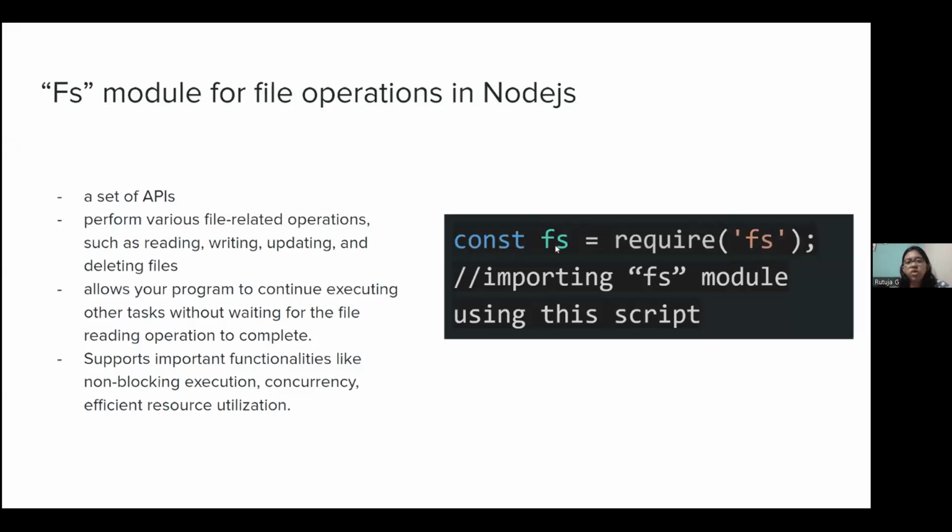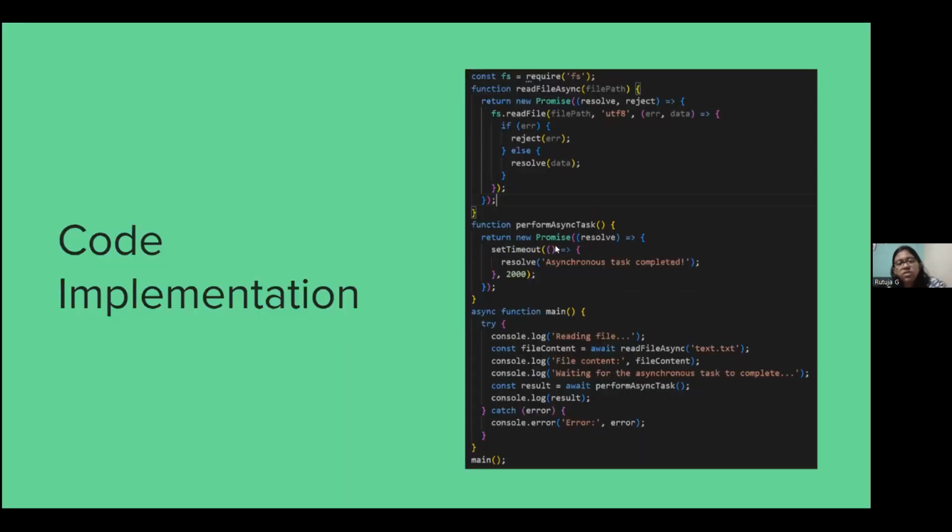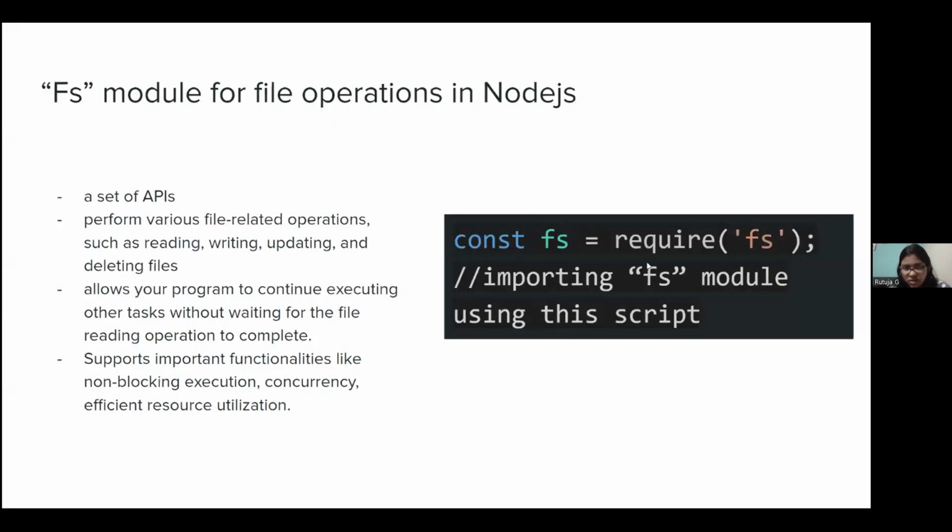First of all is the fs module. As you are seeing, the first line of code is const fs = require('fs'). What this does is it imports the fs module into your script. With the help of this, you can use the built-in functions of the fs module in your code, such as reading, writing, updating, and deleting. It is just an import statement to import the module in your code.